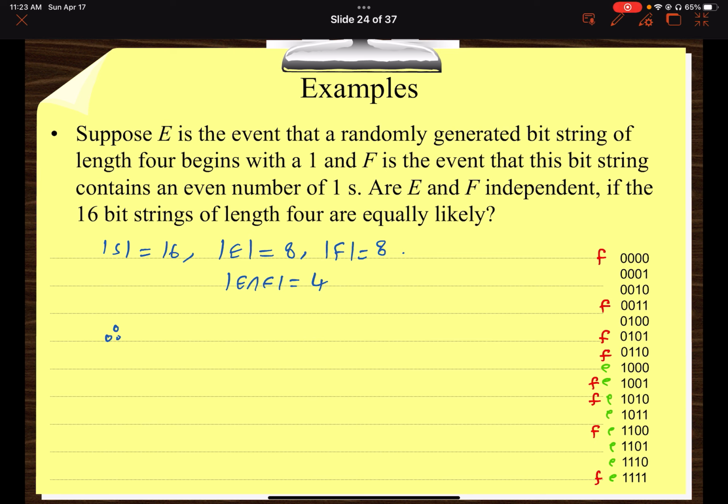Therefore, we need to check whether probability of E intersection F is equal to the probability of E multiplied by probability of F. Now, what's probability of E intersection F? No, it's right there in front of you. The size of E intersection F is 4. So directly, 4 over 16. Is this equal to, what's the probability of E? 8 over 16 multiplied by 8 over 16. Are they equal?